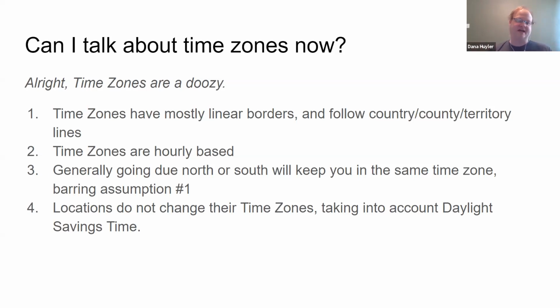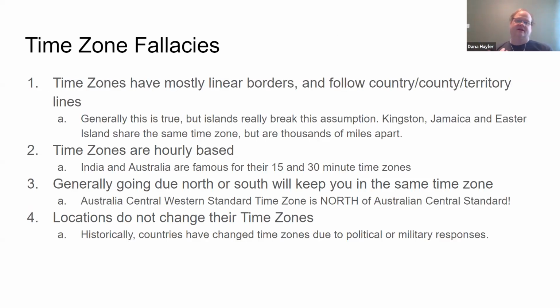Let's look at the US, where time zones have mostly linear borders and follow state or county lines, and they're hourly based. If you go north or south, you'll be in the same time zone, excepting some little curves with counties in America. And locations don't change their time zones. You have a time zone until the end of time. You've always had a time zone, and you're always going to keep that time zone. Here's another example of fallacies.